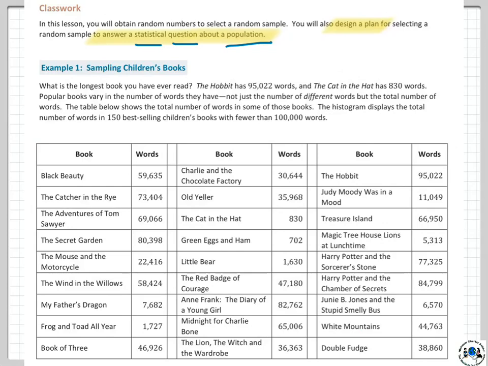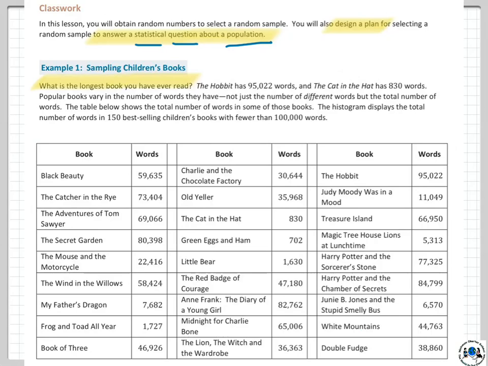Well, let's go ahead and get started and ask this question right here. An interesting question indeed, especially for you bookworms out there. Example 1 is sampling children's books. So, what is the longest book you have ever read? Now, this is not in terms of pages. In this case, we're talking words here.